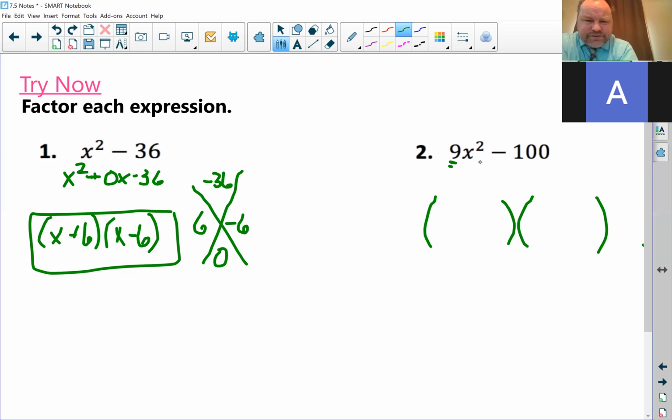what number times itself is 9? I think it's 3. And then what number times itself would give you negative 100? Or what number times itself is 100? And you get 10. You know one has to be positive, the other has to be negative.